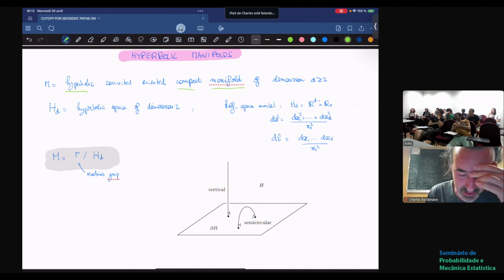So what does it mean? It means that it is a Riemannian manifold of sectional curvature which is constant, equal to -1. And this manifold is covered by the hyperbolic space of dimension D.